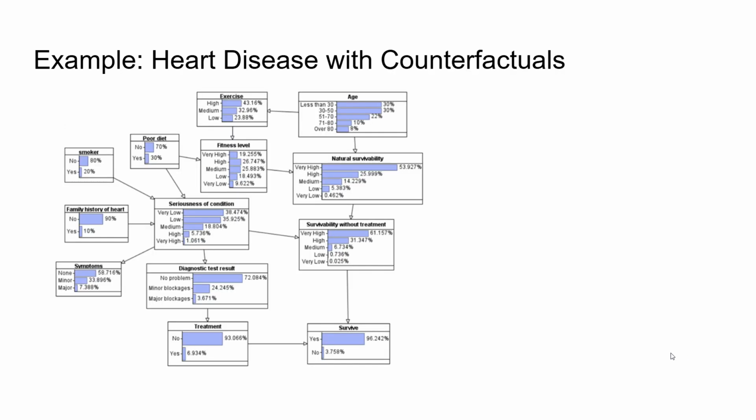This is another, more complex example of a Bayesian model. This model is used to show how changing certain risk factors like smoking, diet, or exercise could affect the likelihood of developing heart disease.